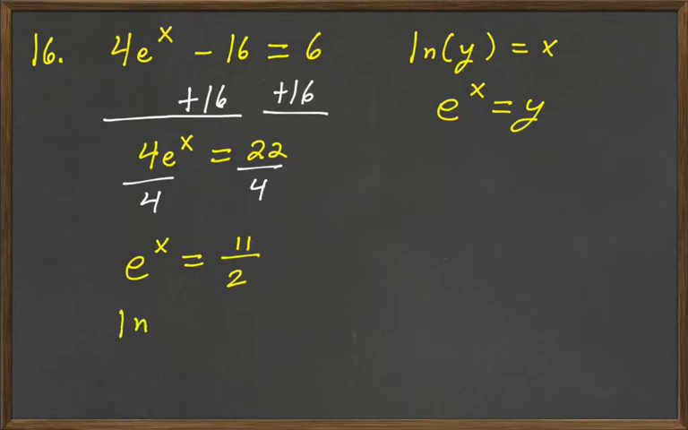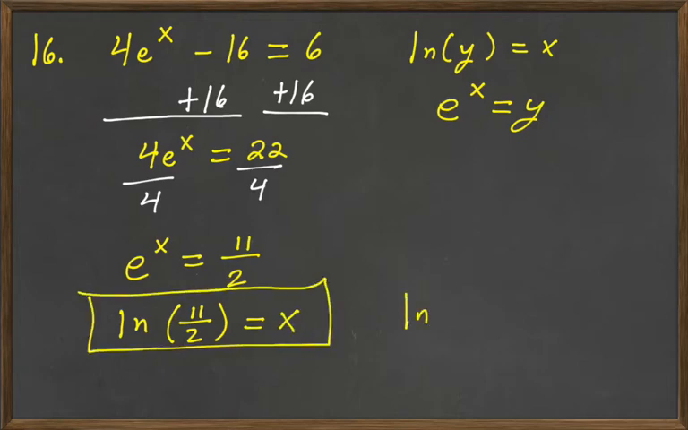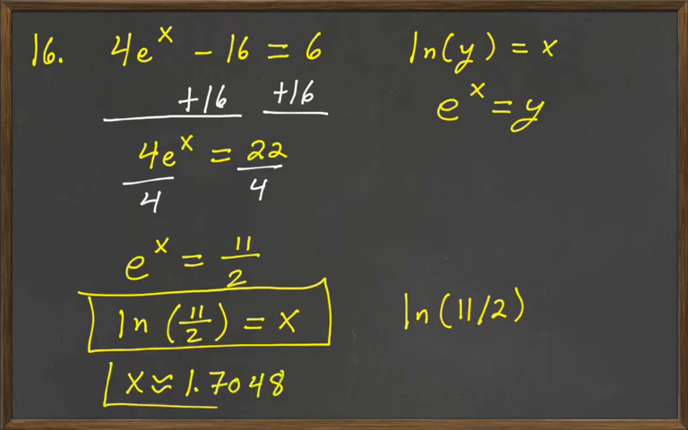So we're going to have the natural log of 11 over 2. And remember, the natural log, or any log, is the exponent. So the natural log of 11 over 2 is equal to x. In our calculator, we hit the ln button. We're given a parentheses, and we'll put in 11 divided by 2, close our parentheses. And rounding that result to 4 decimals is 1.708.